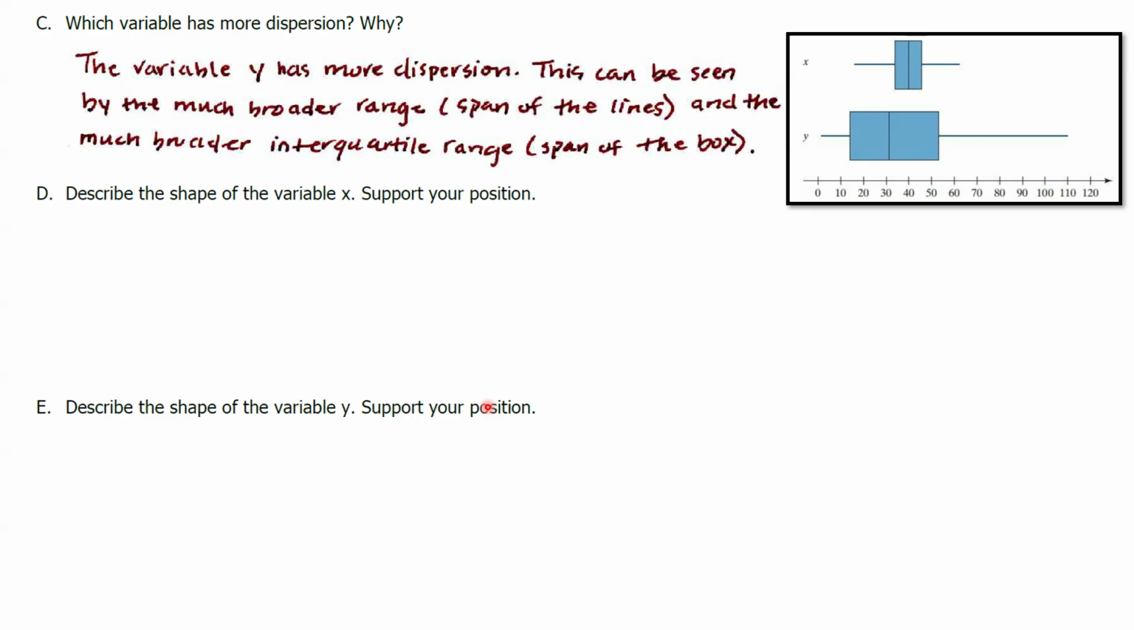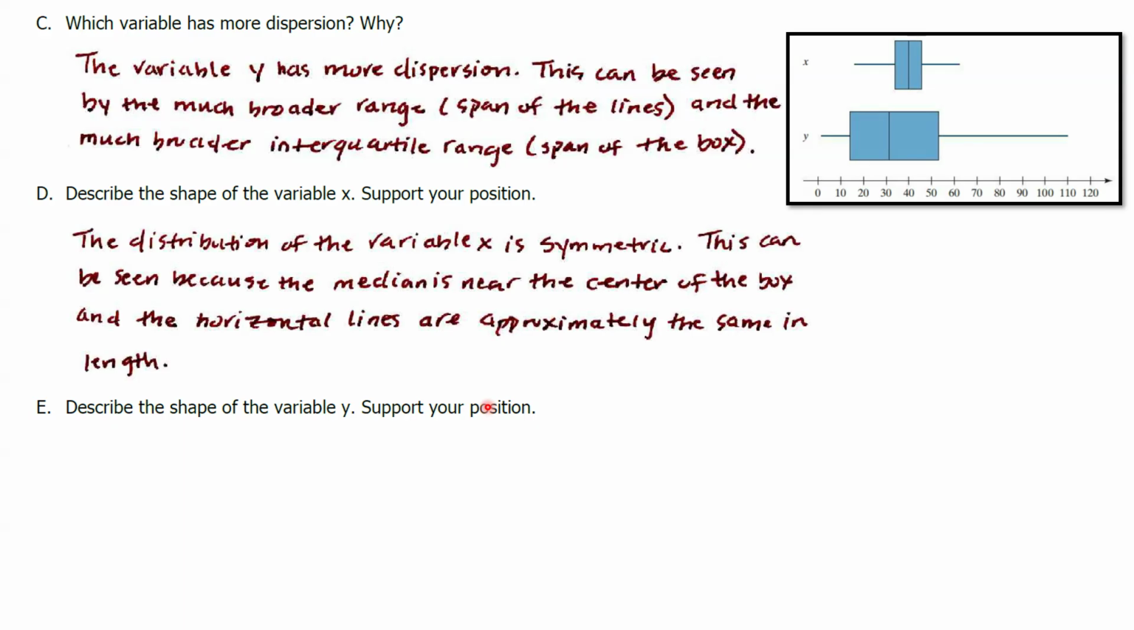D, describe the shape of variable X and support your position. Well, the distribution of variable X would be considered symmetric. And this can be seen because the median is near the center of the box, and the horizontal lines on both sides of the box are approximately the same length. So this appears to be symmetric because of those reasonings.